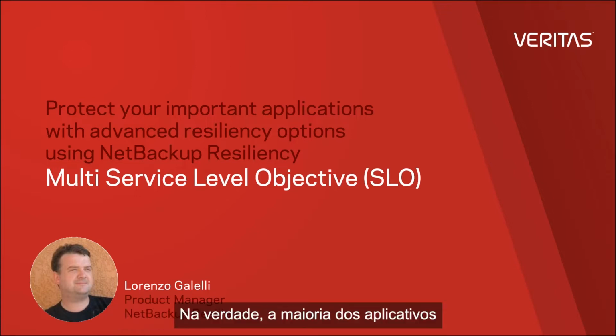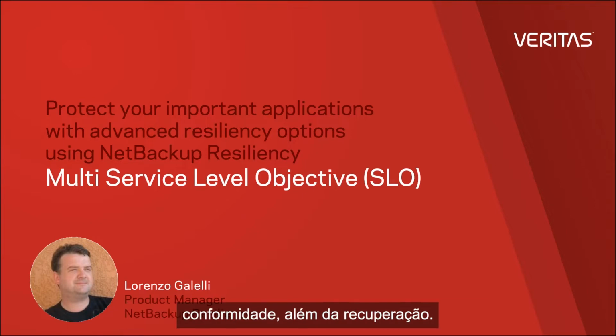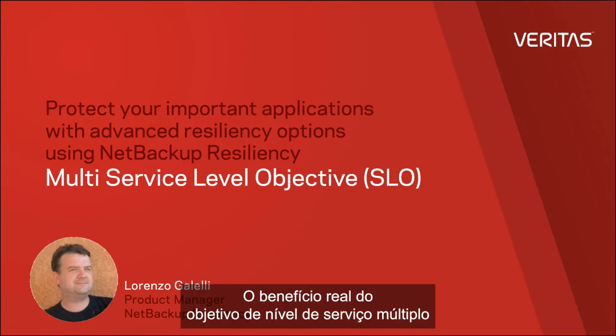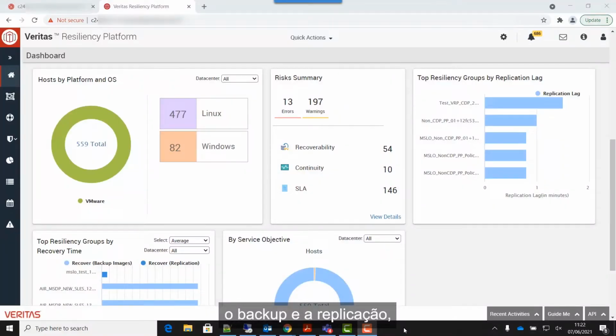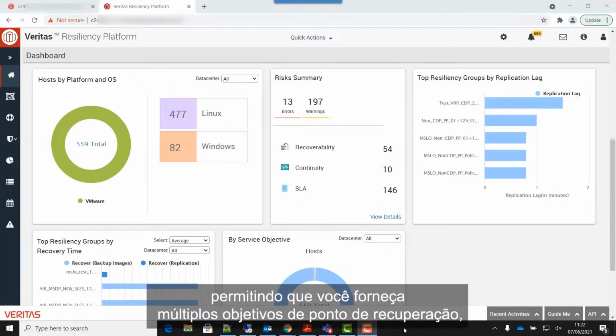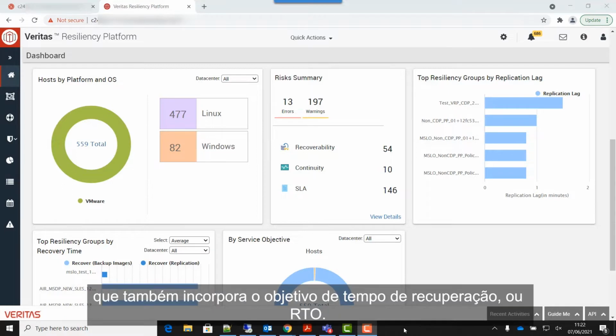Well, actually, most applications typically need to be protected through backup, either for recovery or application consistency, but also for things like data retention, compliance, and also recovery purposes. The real benefit of the multi-service level objective is the ability to merge both the backup and also replication, and really allowing you to provide multiple recovery point objectives, or better termed as service level objective, which also incorporates the recovery time objective, or RTO.